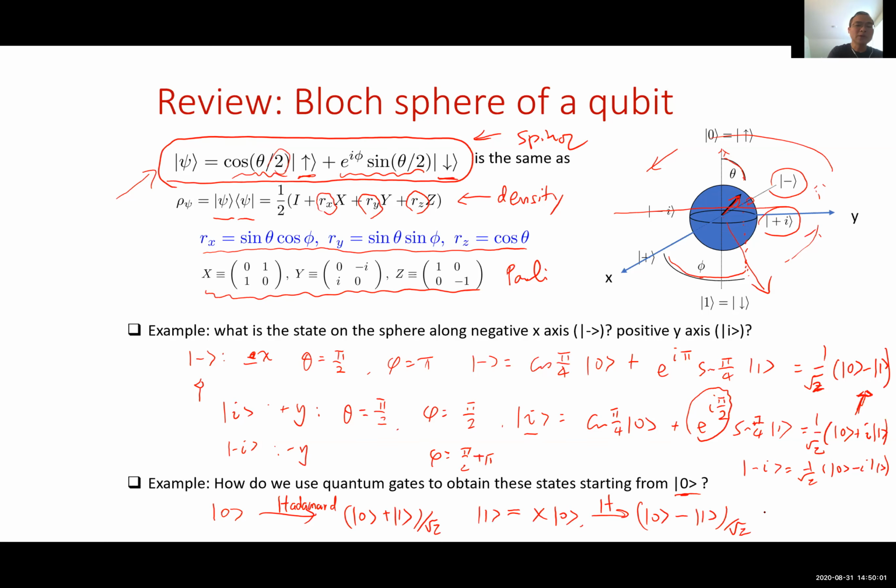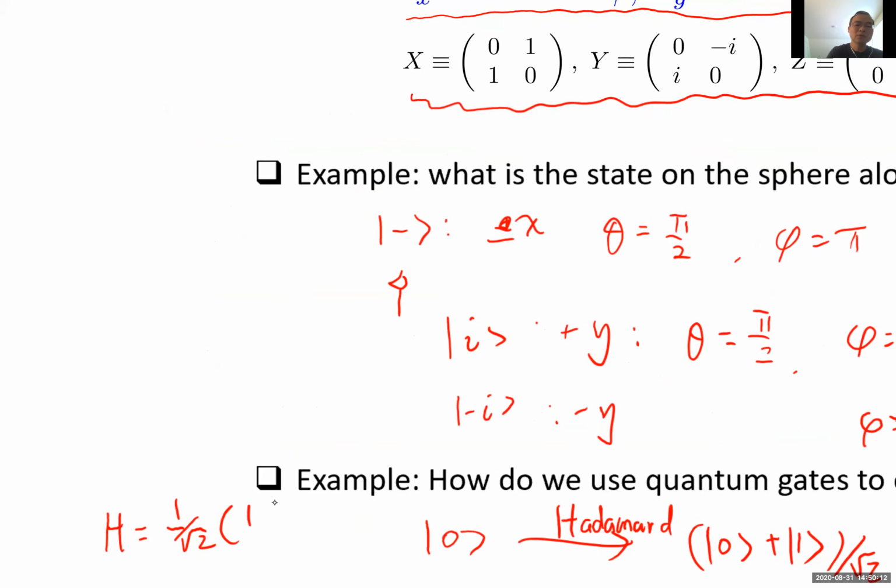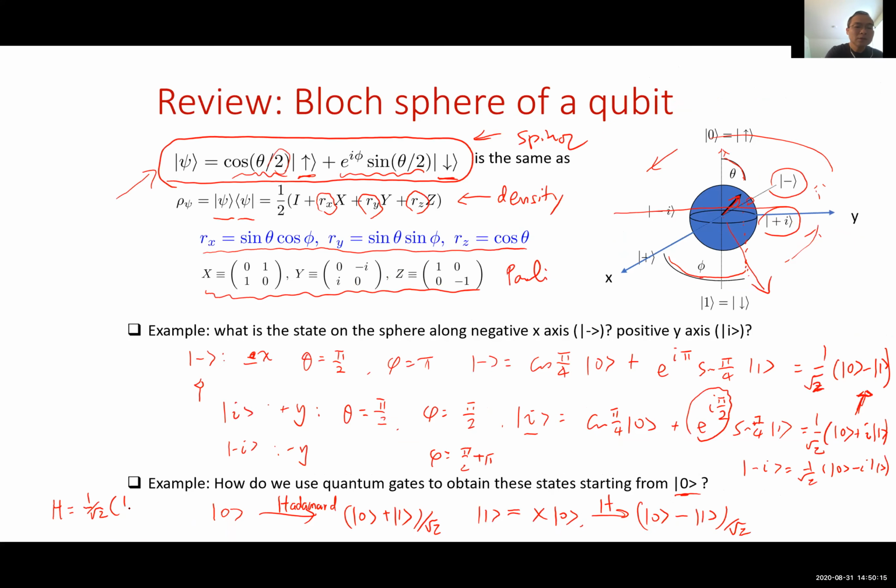Right? Remember, the Hadamard gate has a matrix representation 1, 1, 1, minus 1. So 1, minus 1, the second column basically gives this, okay? And how do we get the minus i state? It's really just a phase factor i added to here, right? This is actually represented by the so-called phase gate.